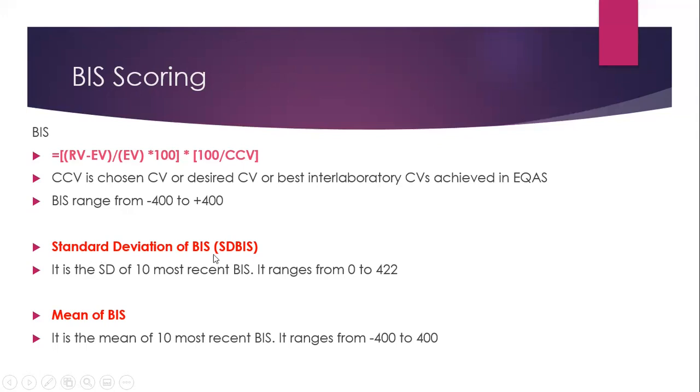What is standard deviation of BIS? It is the standard deviation of the 10 most recent BIS. It ranges from 0 to 422. What is mean of BIS? It is the mean of the 10 most recent BIS. It ranges from minus 400 to 400.